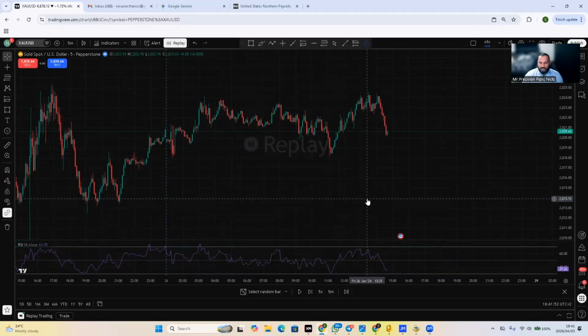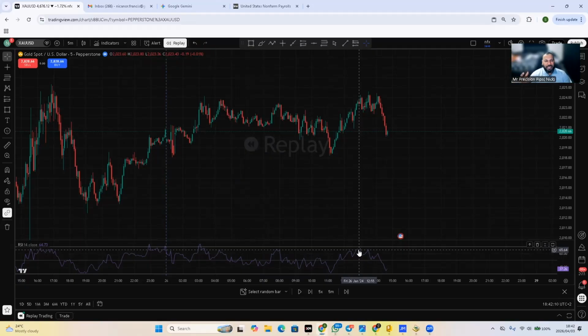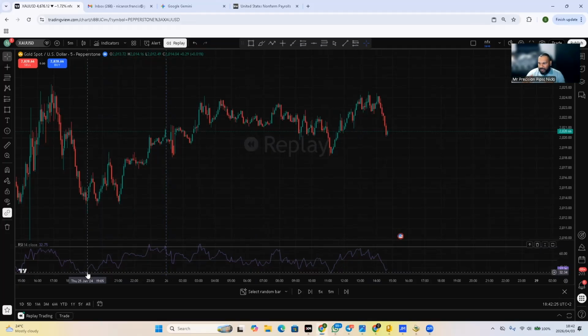Okay, good. So you can see here we have our 70 line there, 30 line there, and our 50 line in the middle. Generally when the RSI is above 70, it indicates overbought conditions. Overbought meaning there has been too much buying happening, we're due for some selling action. And when it is below or near the 30, it means that price is oversold, we're due for some buying action soon. But you can't just go off that.